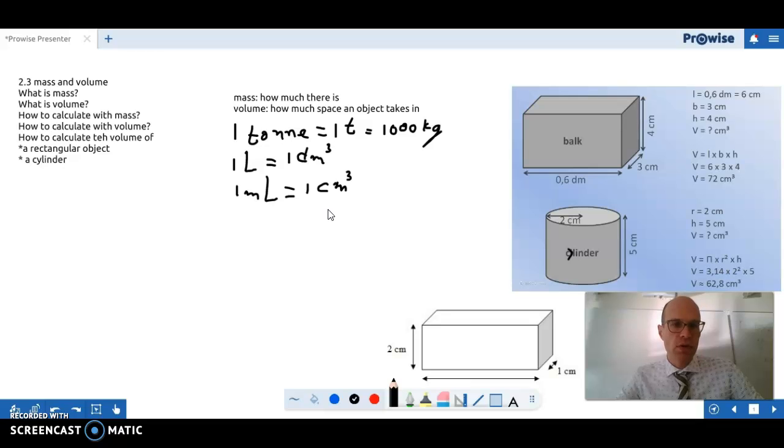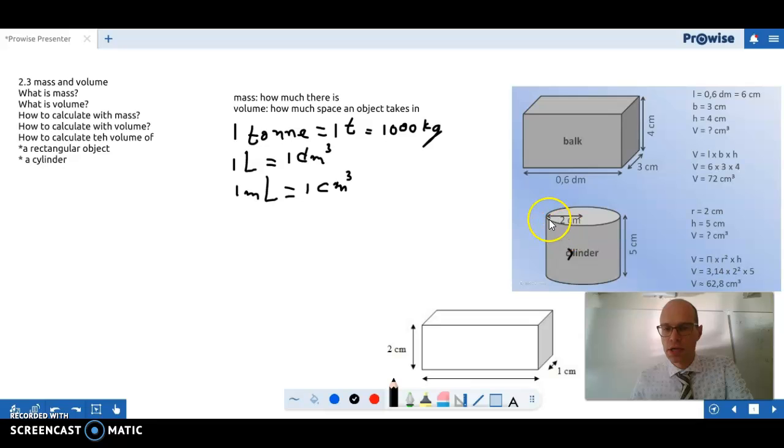But you can also calculate the volume of a rectangular object and a cylinder, and that's what you can see over here. The rectangular object: if you need to calculate the volume, you multiply all the sides, so the width with the length and the height. If you multiply them, then you get the volume. So the volume over here, in centimeters, is 6 multiplied by 3 multiplied by 4, and apparently that's 72. This is with a rectangular object.